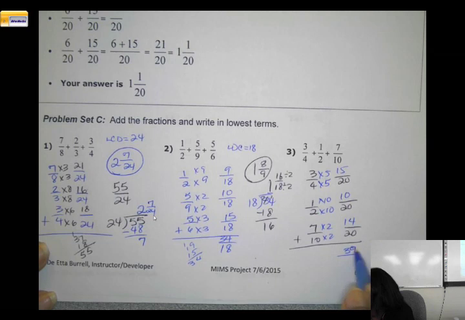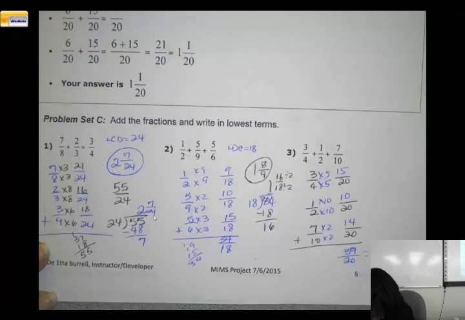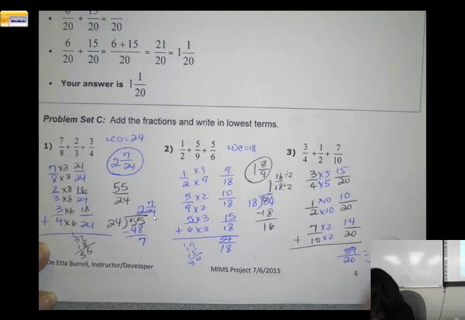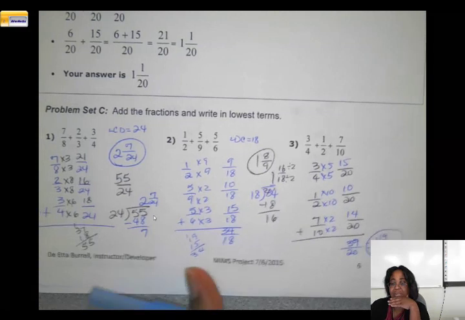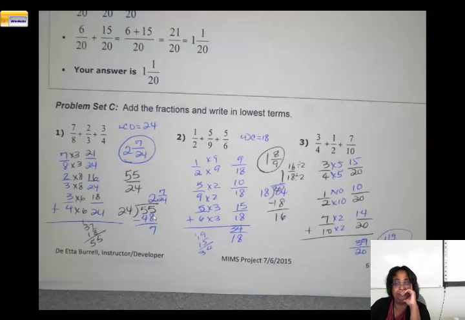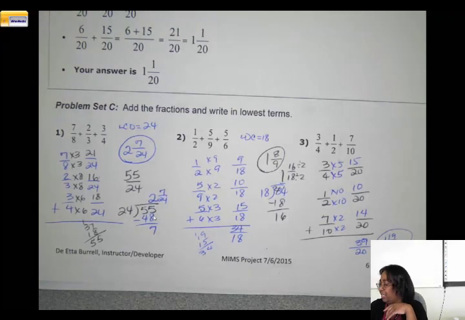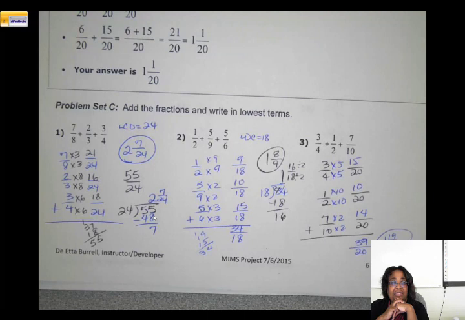over 20, which is 1 and 19/20 when I add them, and I can't reduce that at all. 1 and 19/20. Are there any questions on page 6 in the 3 problems that I did that do not have the same denominator?